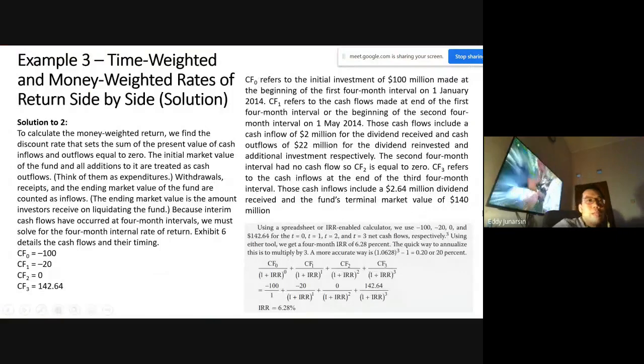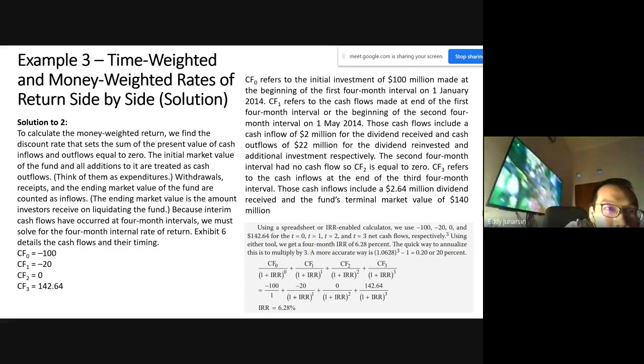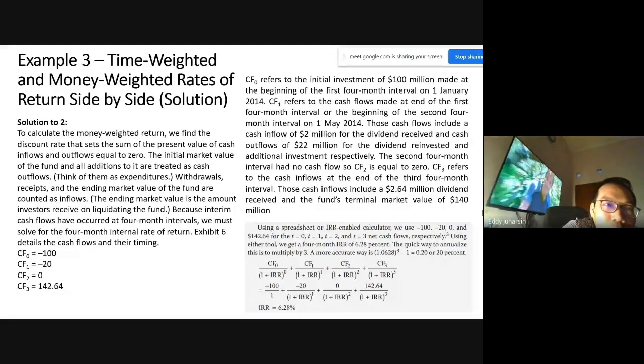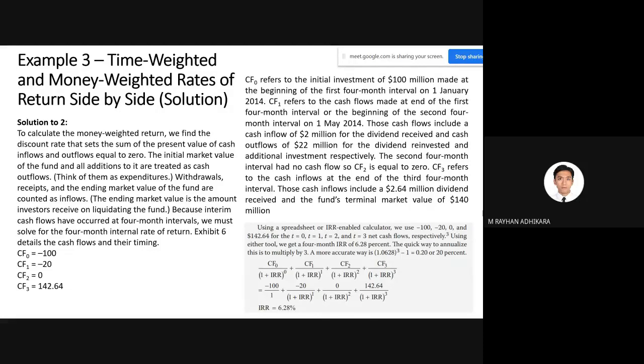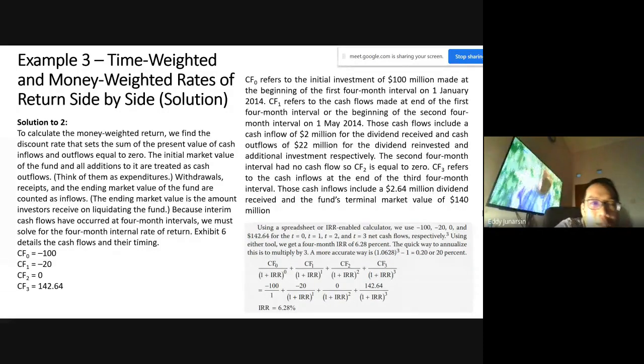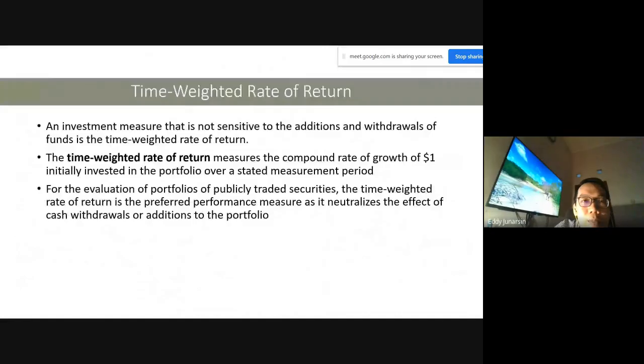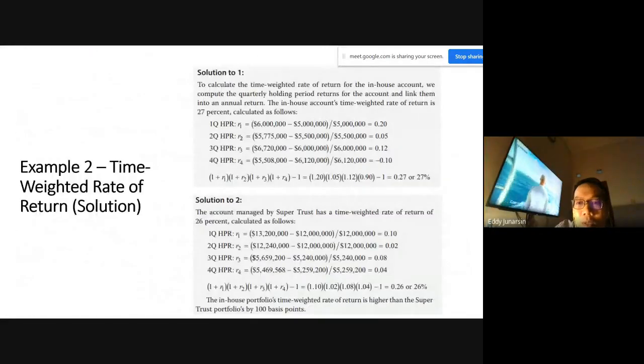So we compare time-weighted and money-weighted returns. Let me ask you a quick question again. Time-weighted return is more suitable for who? Portfolio managers. And money-weighted? For investors, that's right. So we'll see an example here. This is Exhibit 6. Wait, it jumps. So this one is done.